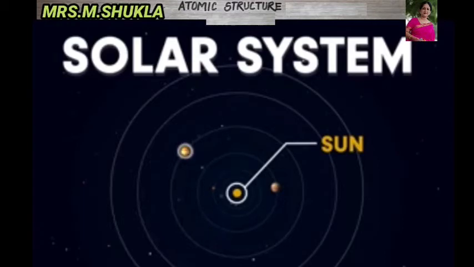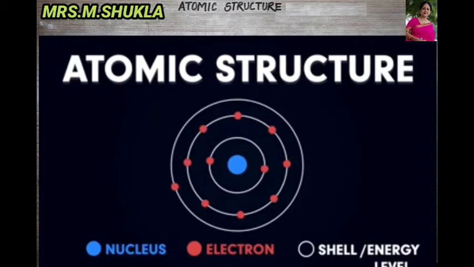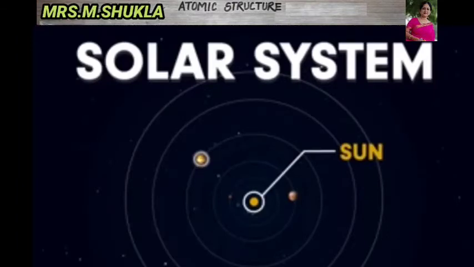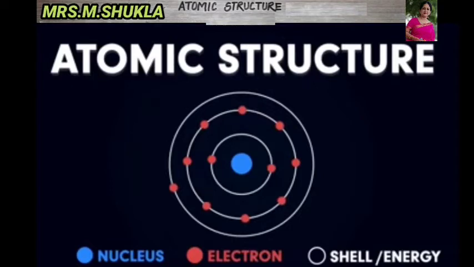Rutherford's model of atomic structure was very similar to that of the solar system. Just as in the solar system we have a sun in the center, right? Similarly, over here in the atom we have the nucleus in the center. Then you have the orbits on which the planets are revolving around. Similarly, in this structure of an atom, we have the electrons which are revolving around on the shells or the orbits. Is this clear to all of you?